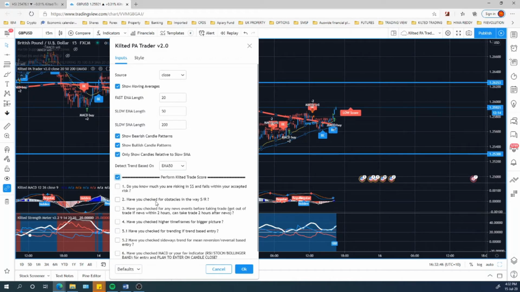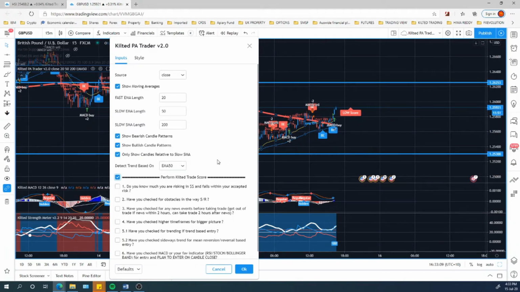We've got the Kilted Trend Pilot, obviously, and we've also got a strategy on the Kilted Strength Meter. But this one around the price action is just some general things that keep you on the right side of the market in terms of making a disciplined decision or entry. So let's go through these.